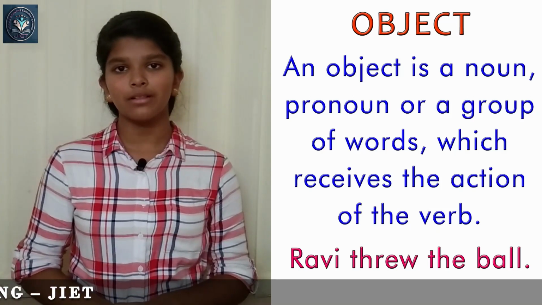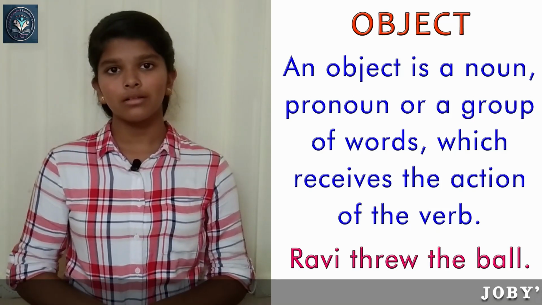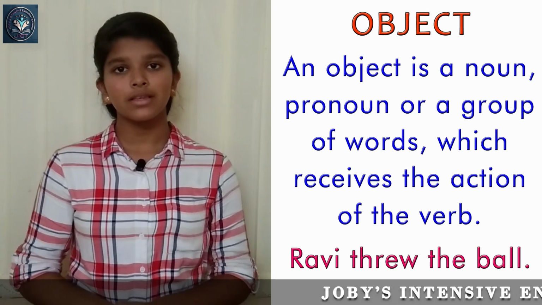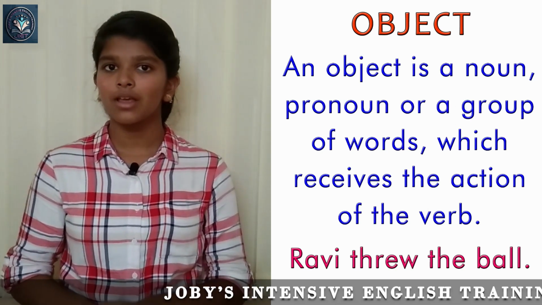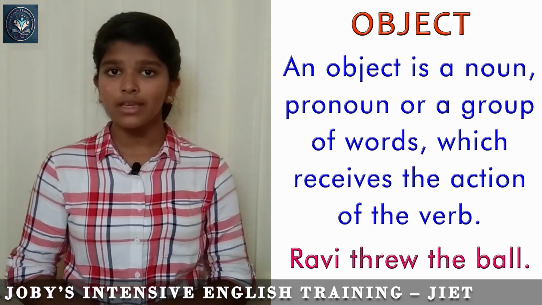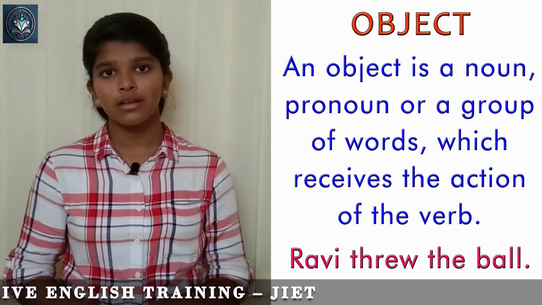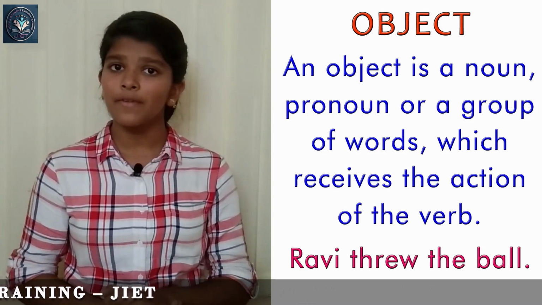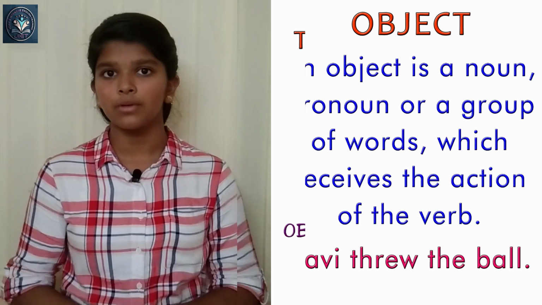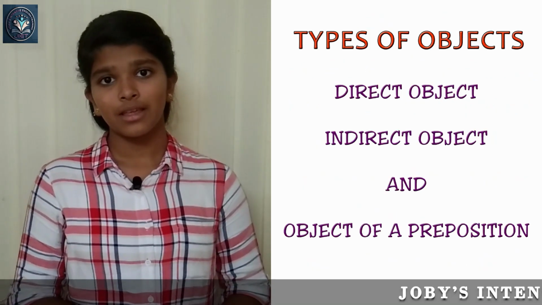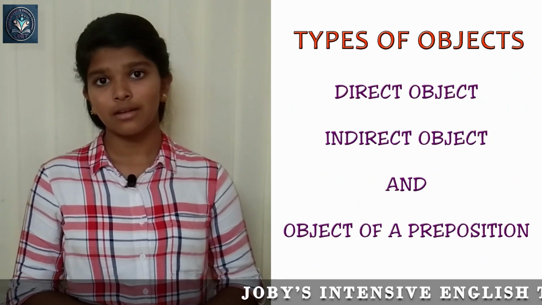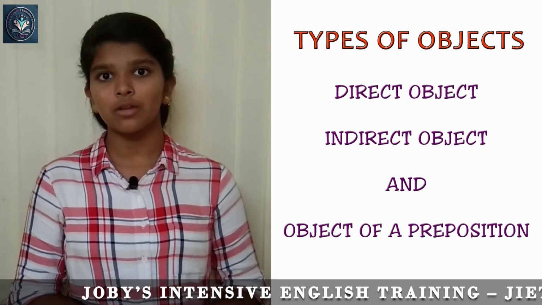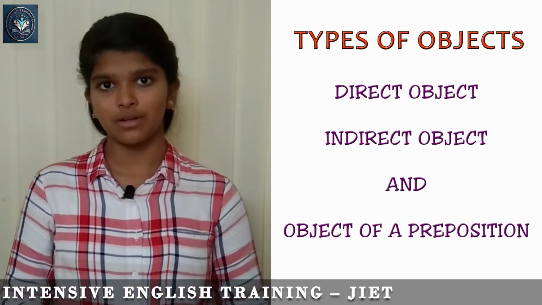For example, Ravi threw the ball. The word ball is the object of the sentence, while the noun Ravi is the subject. The object ball is affected by the action of the verb. Types of objects. There are three types of objects: direct object, indirect object, and object of a preposition.